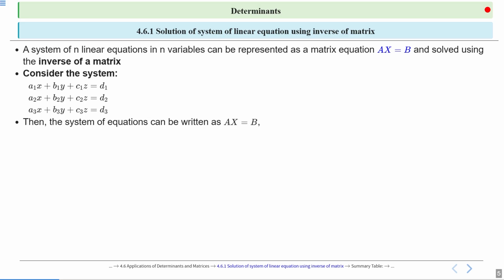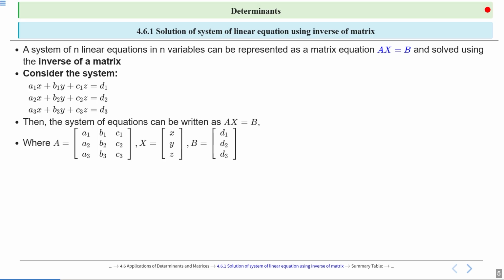Then the system of equations can be written as AX equals B, where the matrix A is the matrix of coefficients. The first column represents the coefficients of x, the second the coefficients of y, then the coefficients of z. The X matrix represents the matrix of variables x, y, and z, and the B matrix represents all the constants d1, d2, and d3. So that's how we can represent a system of equations in matrix form.